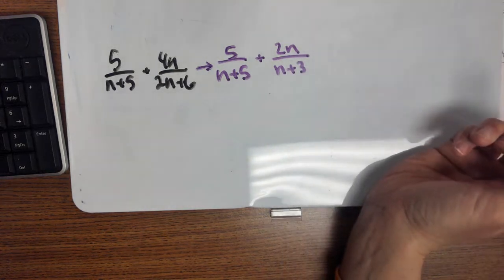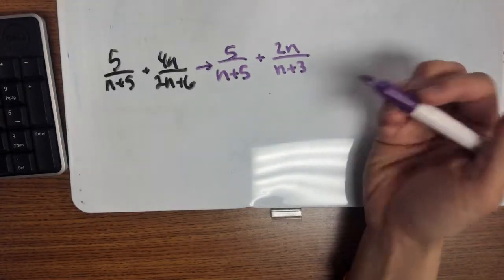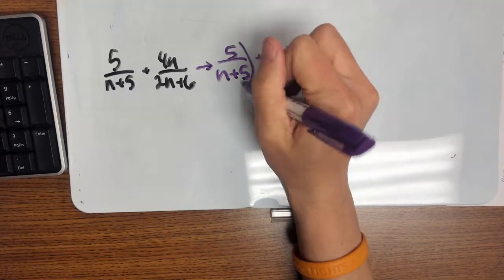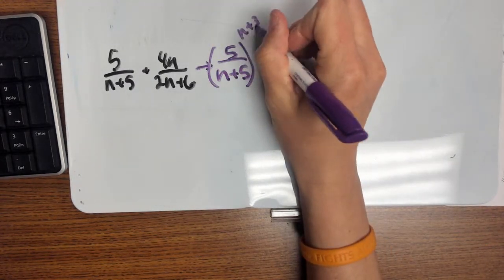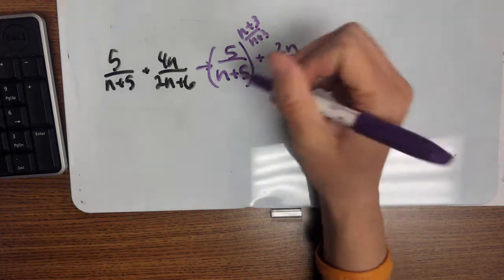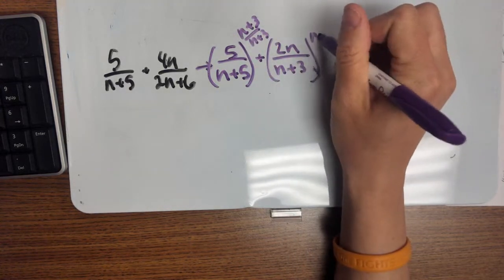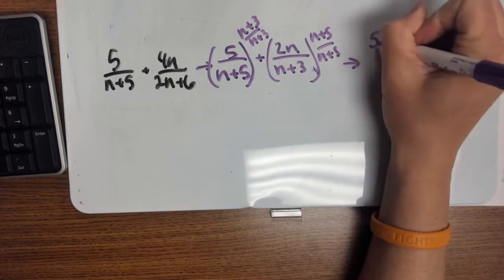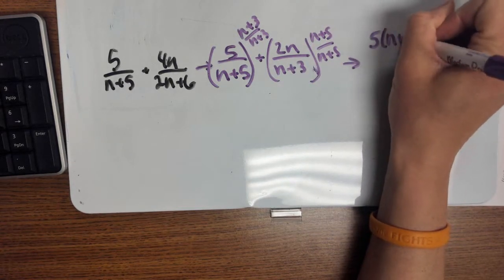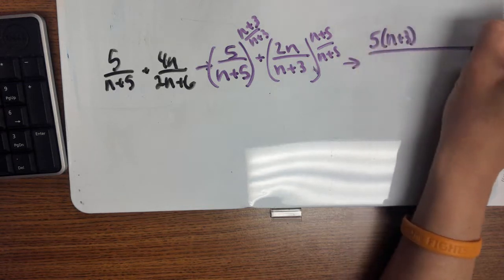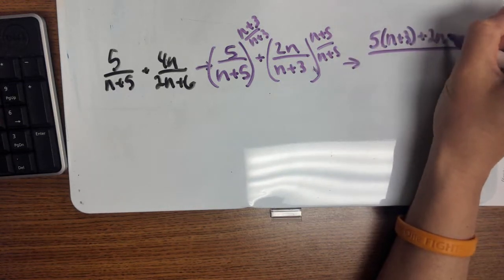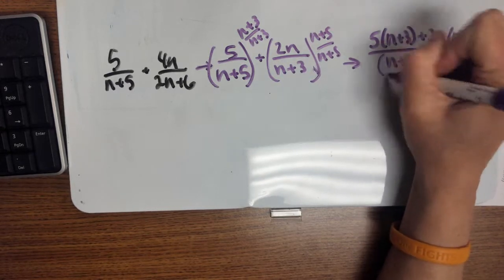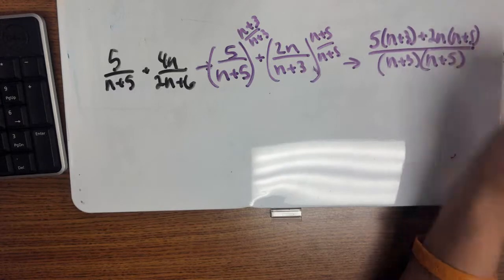Now that didn't really get us to a common denominator, but it simplified for us. So then we'll multiply the first by n plus 3 over n plus 3. We can't just multiply by 3. And then the second by n plus 5 over n plus 5. It's going to leave 5 n plus 3. I'm going to go ahead and distribute over 2n n plus 5. My common denominator is n plus 3, n plus 5.